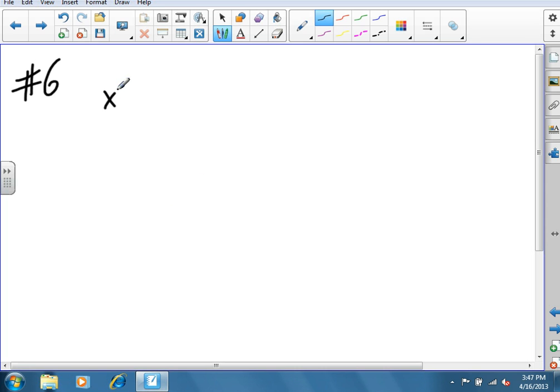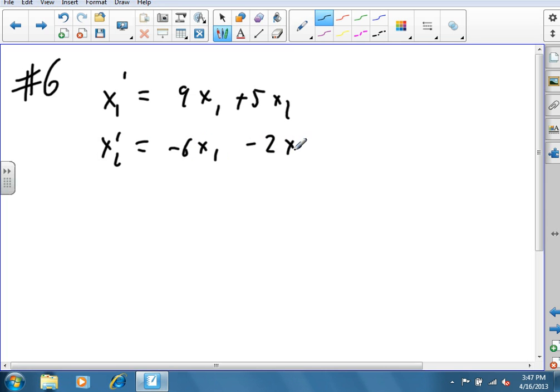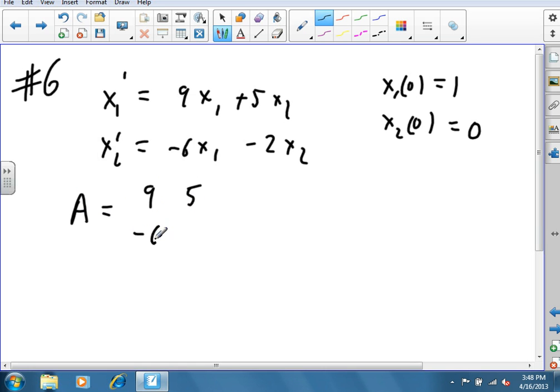Okay, so I've got x1 prime is 9x1 plus 5x2, x2 prime is minus 6x1 minus 2x2, and I know that x1 at 0 is 1 and x2 at 0 is 0. Okay, so that means I'm going to be able to solve for C1 and C2 this time because I have initial conditions. I find that A is going to be 9, 5, minus 6, minus 2.